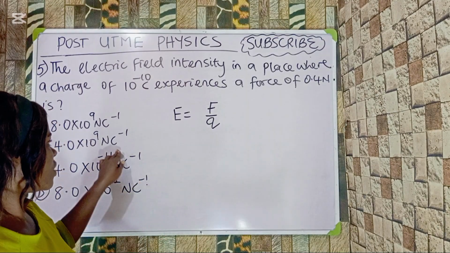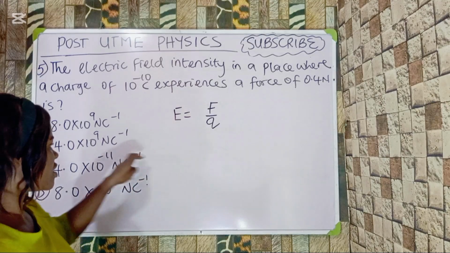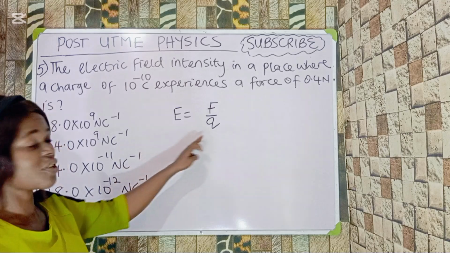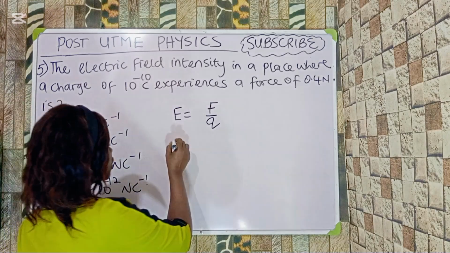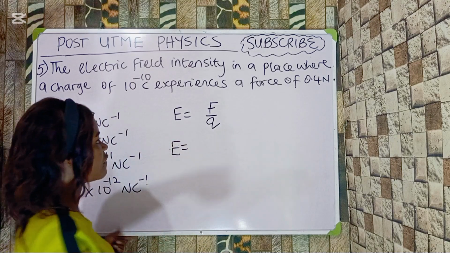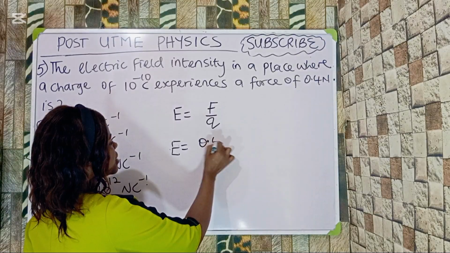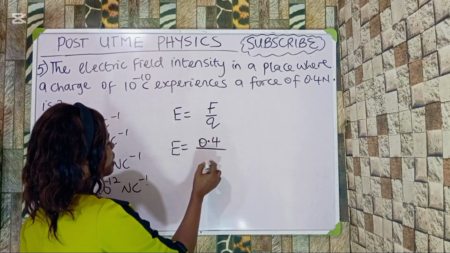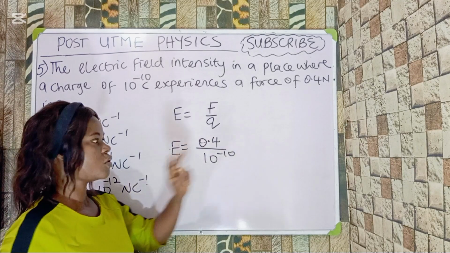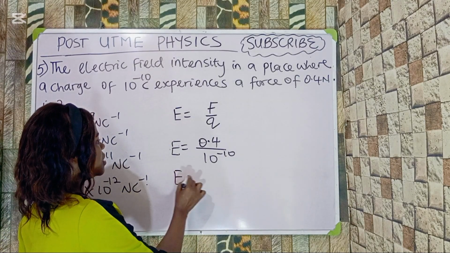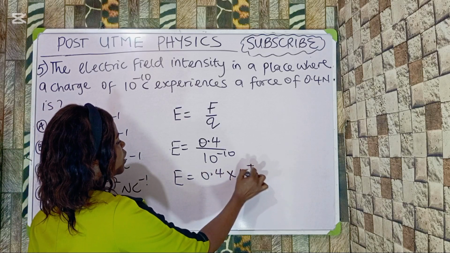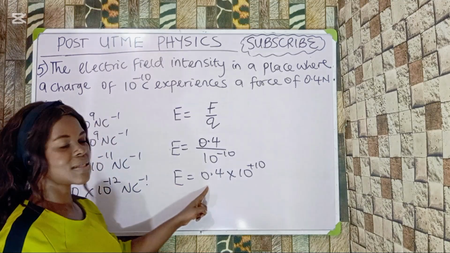With the units, Newton is for force and coulombs is for charge. So this is force over coulomb, and per coulomb means that the charge is the denominator. So let's just put in what we have. Our E, which is what we are looking for, the electric field intensity, is equal to the force, 0.4 Newton, divided by 10 power minus 10. Now I'm carrying this up to the numerator, so this is equal to 0.4 times 10 power plus 10.